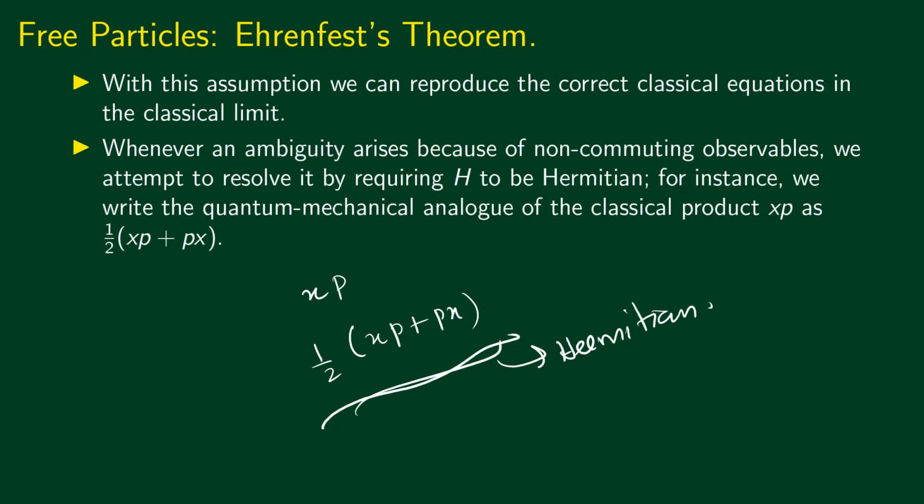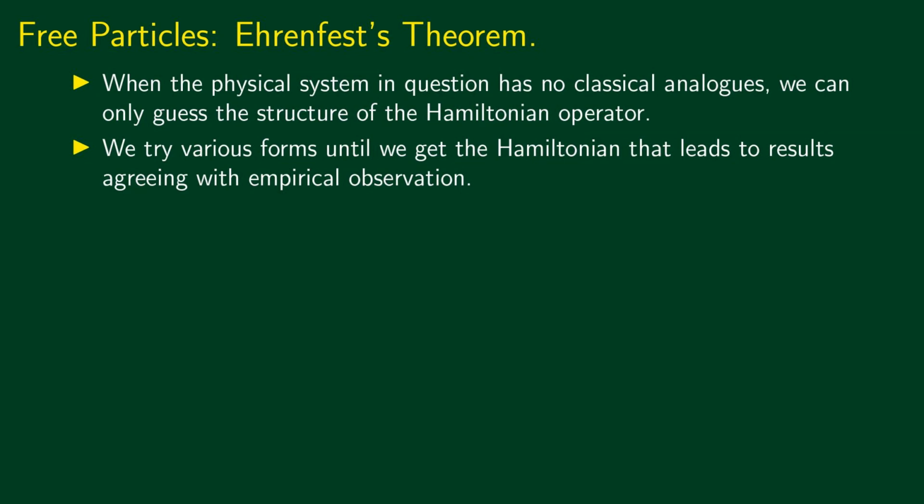As we have already seen, there are physical systems with no classical analogs. In such cases, we can only guess the structure of the Hamiltonian operator. We have to resort to some sort of trial and error method where we try various forms for the Hamiltonian. We keep trying until we get the Hamiltonian that leads to results agreeing with empirical observations. If our guess is correct, then the predictions using that Hamiltonian will agree with the results of measurement outcomes.